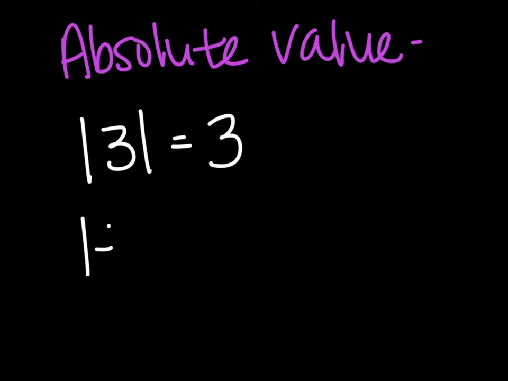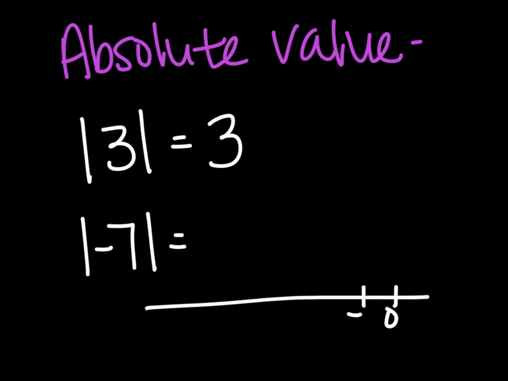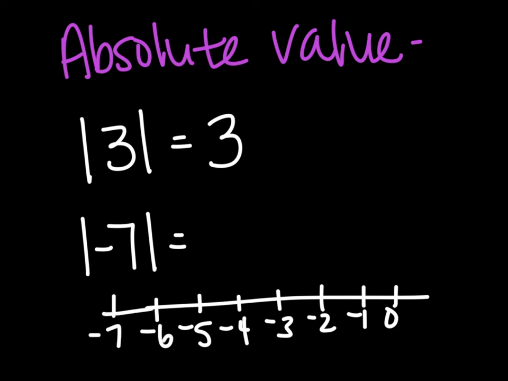Whereas the absolute value of -7 is located -1, -2, -3, -4, -5, -6, -7. It's located a distance of 1, 2, 3, 4, 5, 6, 7 from 0. So the absolute value of -7 is +7.